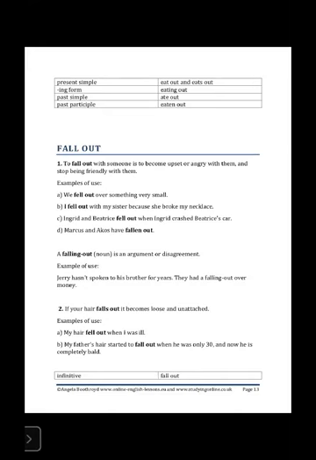If you do not agree with your friend and you quarrel, you say we fell out. We fell out and we are not talking to each other. That is being angry with each other.